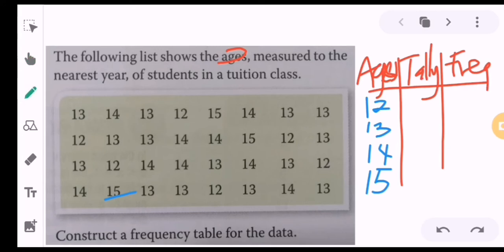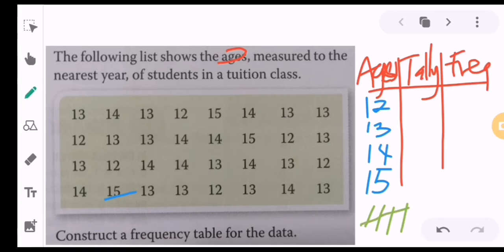Now when you come to your tally, this is how we do it. We had 6 for 12, right? So we're going to draw our tally as 1, 2, 3, 4. Now, when you get to the 5th tally, you use that to cross out the first 4 that you've done.